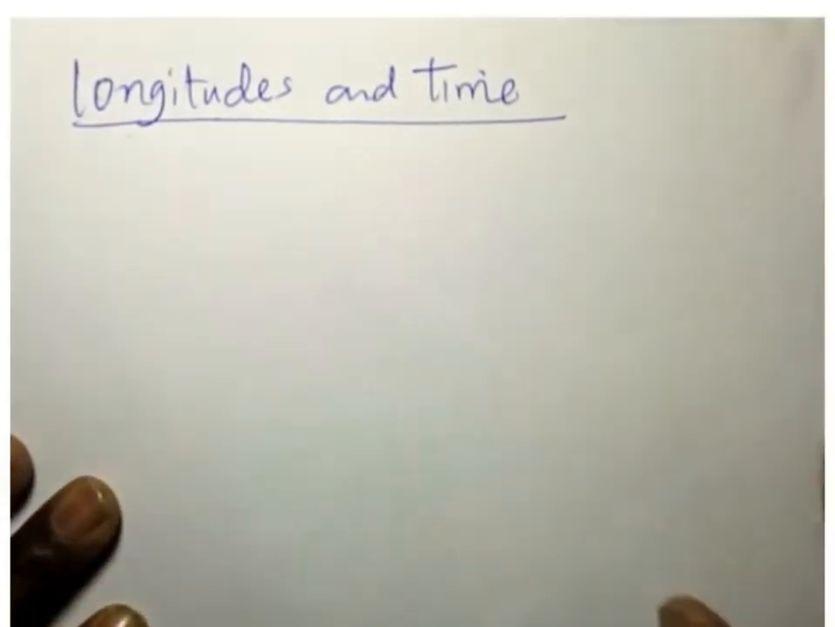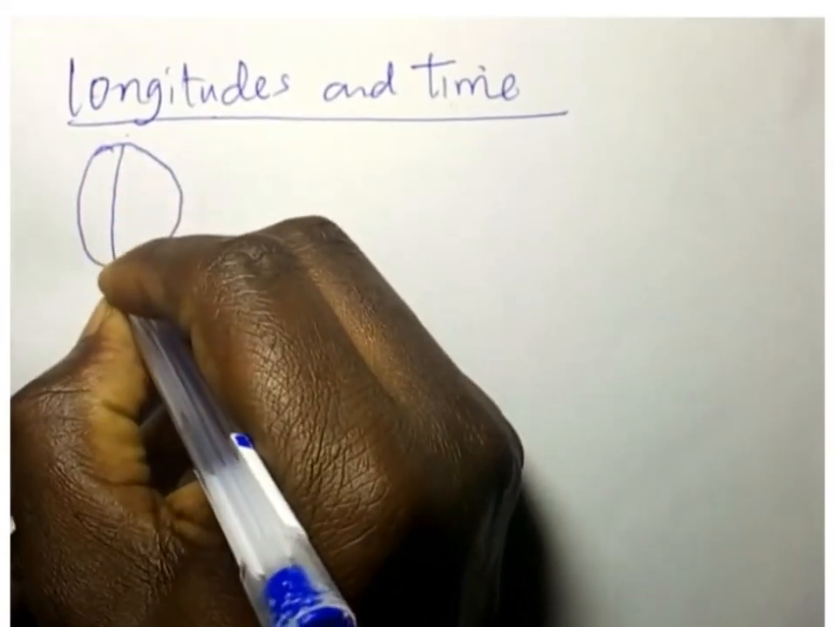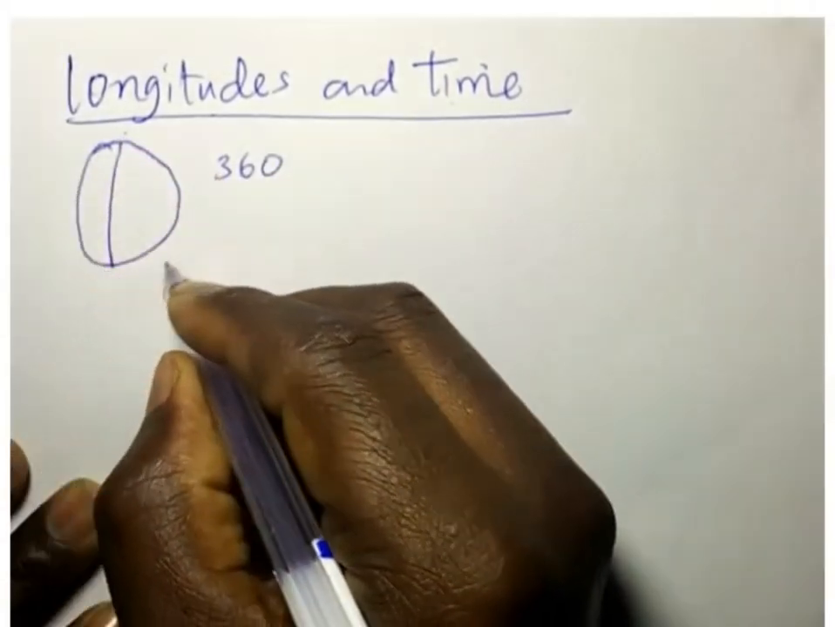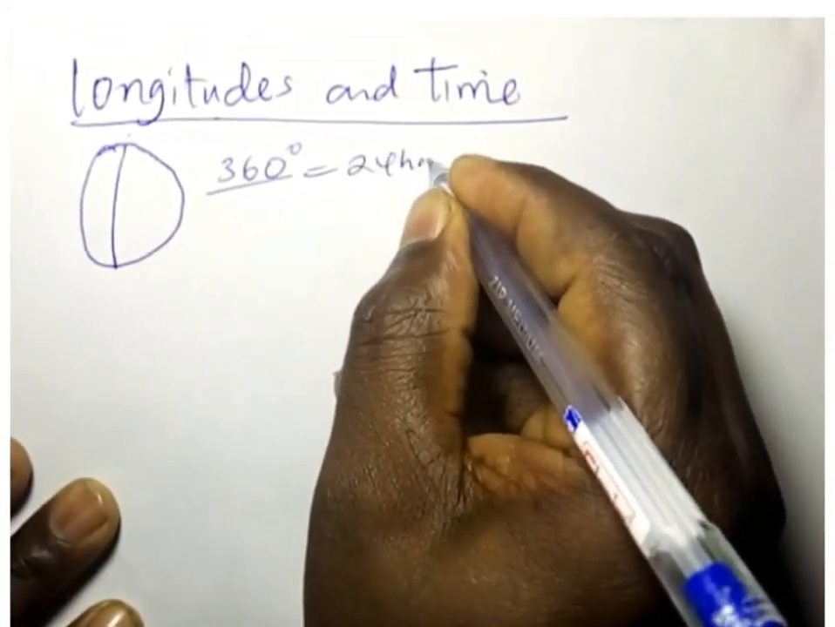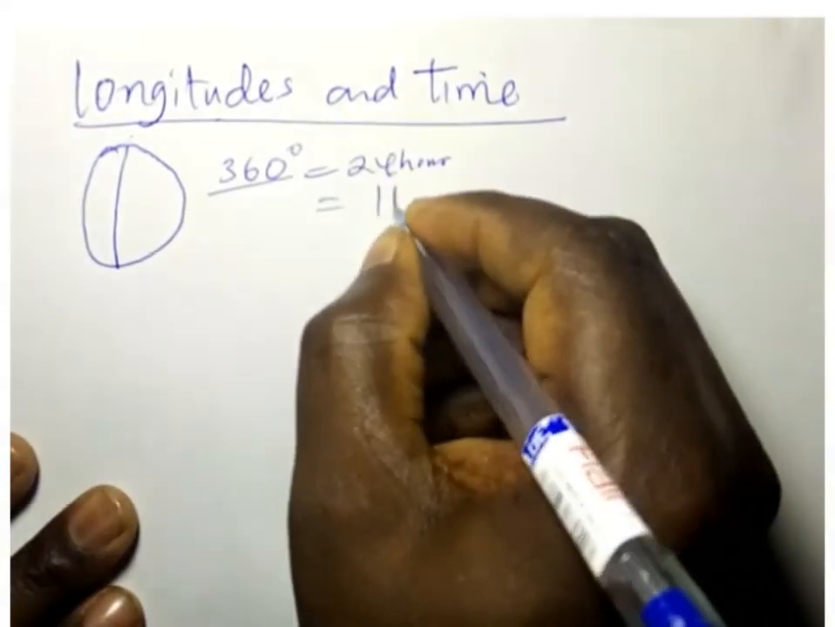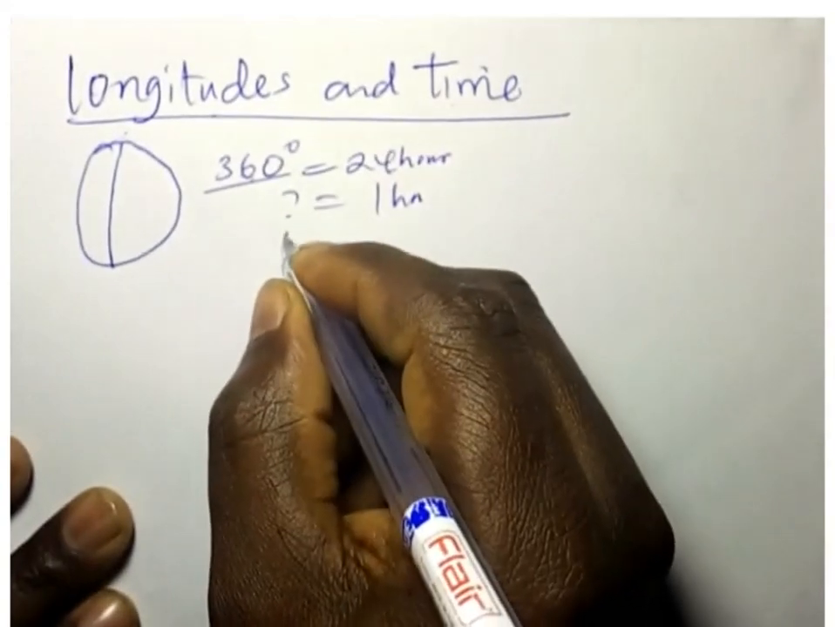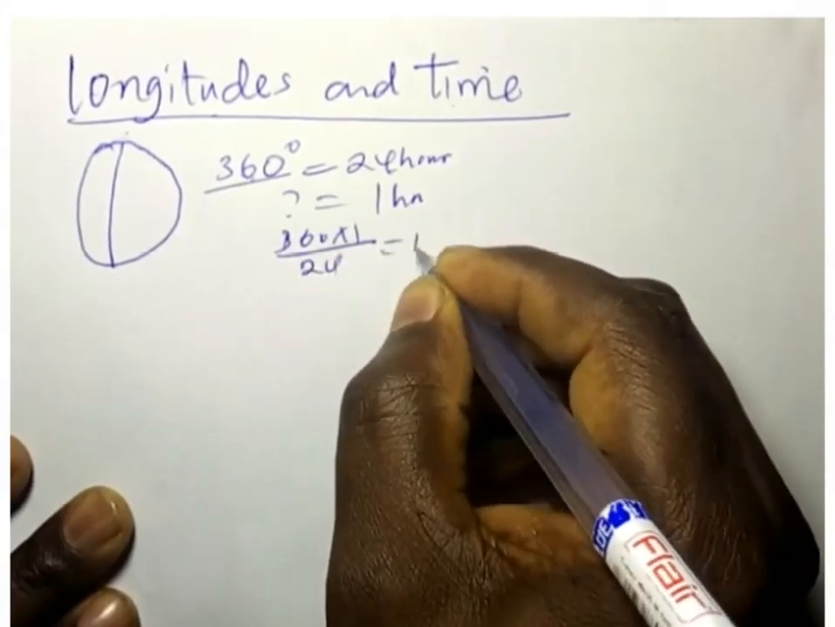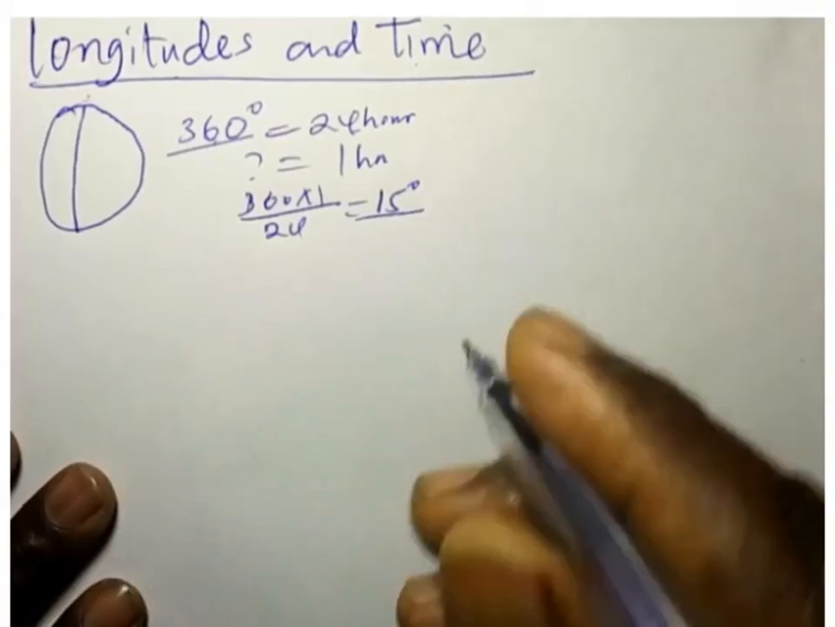Longitudes and time. The Earth rotates on its axis at an angle of 360. One revolution, ikisunguka mara moja ina cover 360 degrees, and this one takes 24 hours, a day. So let us find what will be 1 hour. What will be the angle in 1 hour? So that one will be 360 times 1 divided by 24. So inamaanisha in 1 hour the Earth rotates 15 degrees.